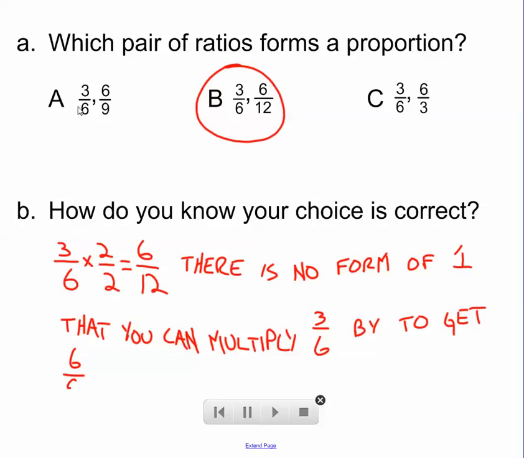So in other words, we start off with 3/6 on all three of these. There's nothing I can multiply 3/6 by to get 6/9, no form of 1 anyway. There's nothing I can multiply 3/6 by, no form of 1 anyway, to get 6/3. However, I can multiply 3/6 by 2 over 2 to get 6/12. Some other people might say they simplify to the same fraction, and you'd be right. 3/6 is 1/2, 6/12 is 1/2. So that makes them a proportion as well.